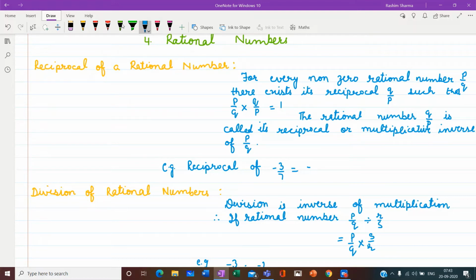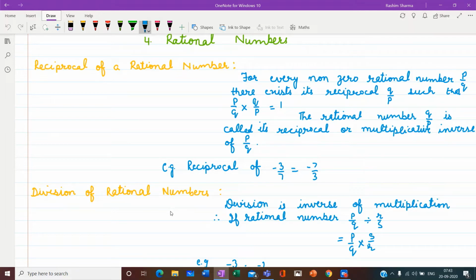For example, reciprocal of minus 3 upon 7. So we know in reciprocal we exchange the numbers. So here we will write minus 7 on 3. This is the reciprocal of minus 3 on 7.